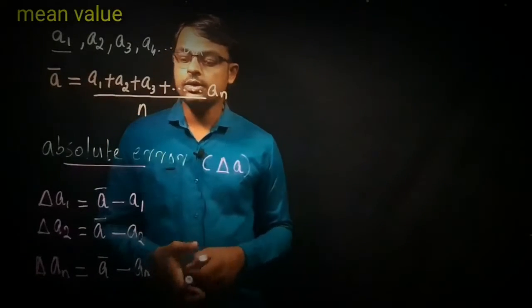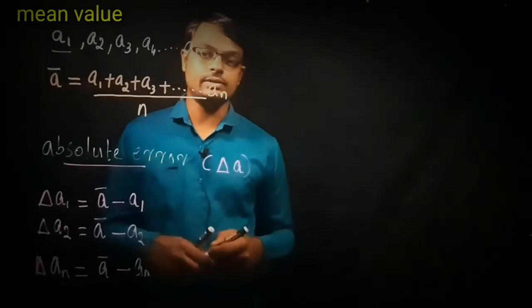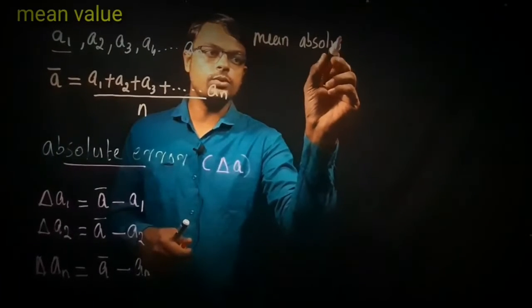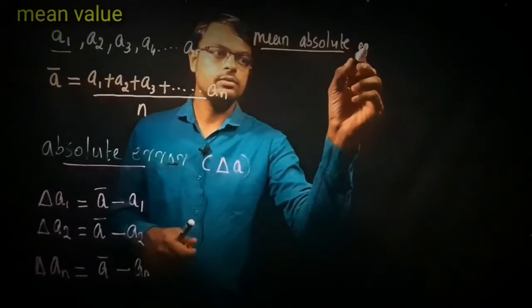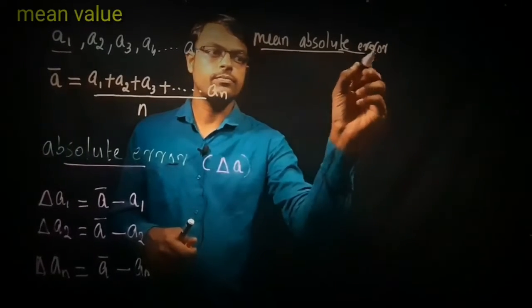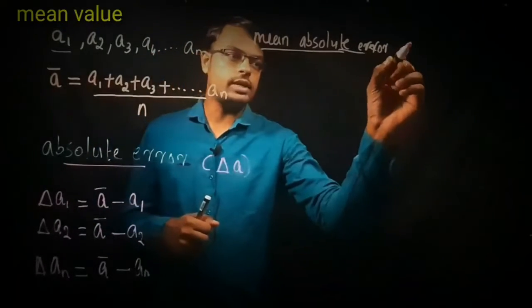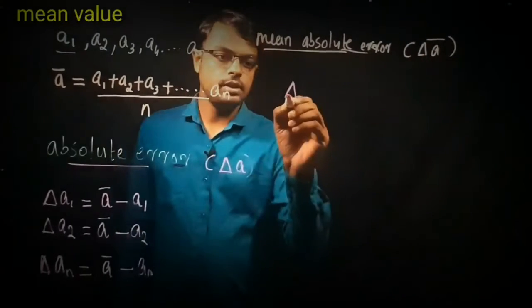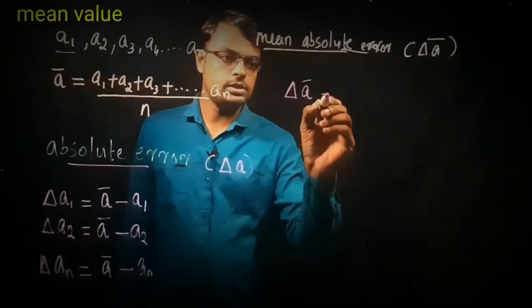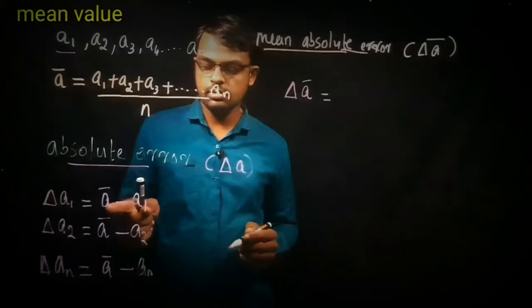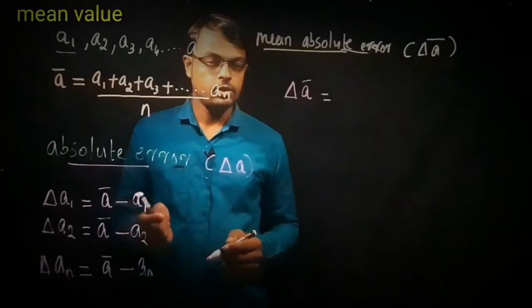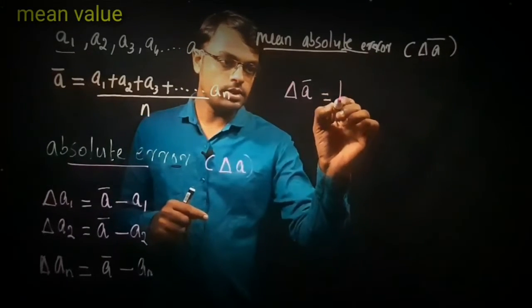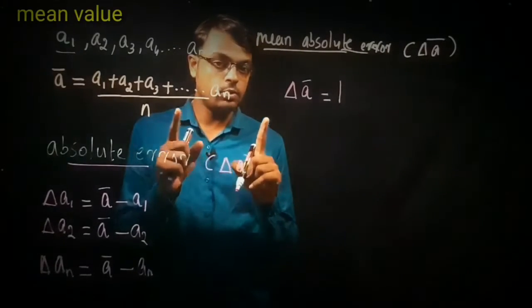There, you are going to calculate, what is the mean absolute error? The next one is the mean absolute error. We can denote the mean absolute error as delta A bar. As we already discussed, the absolute error is either positive or negative. But to calculate the mean absolute error, we will be taking only the positive value. To represent that, we use the modulus. That means we are not taking the negative value, only the positive value.